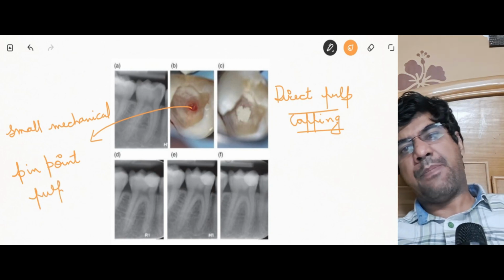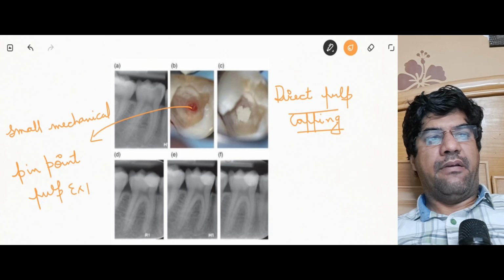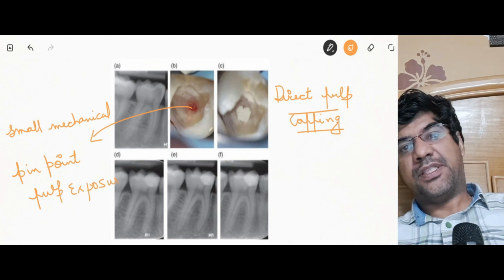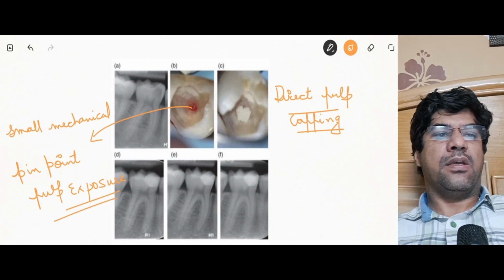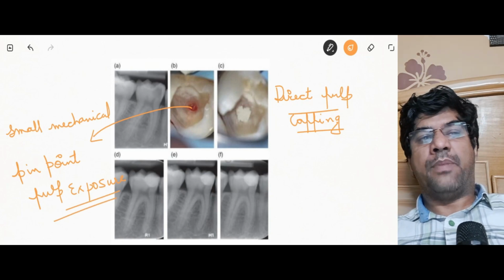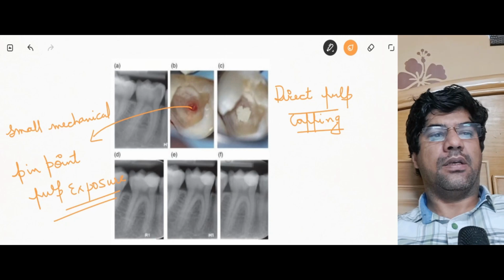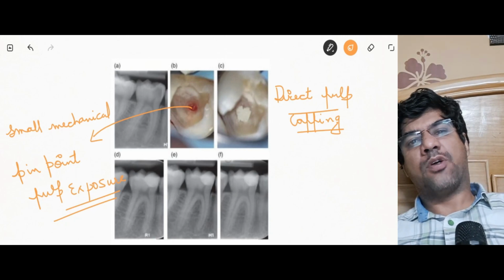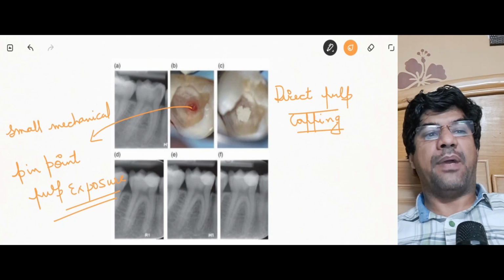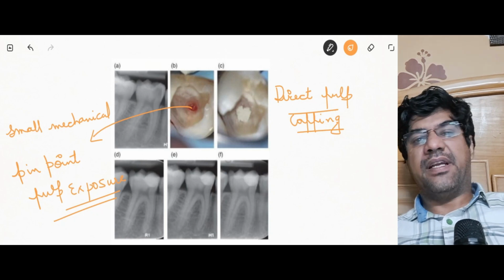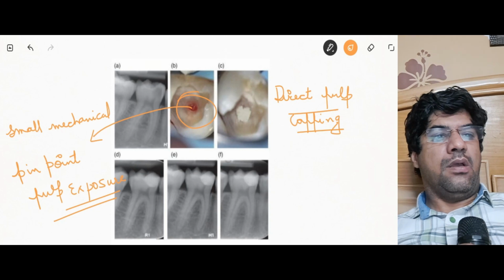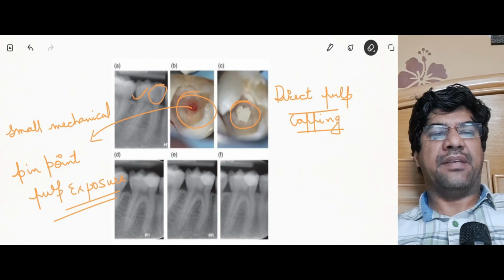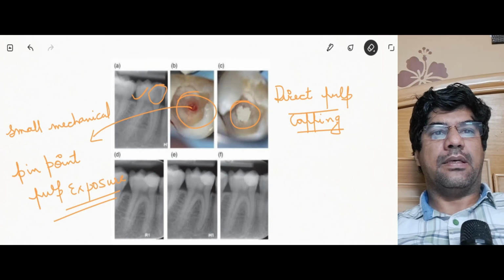So where is direct pulp capping indicated? When there is a small mechanical exposure of the pulp during tooth preparation or any traumatic injury, and there should be no or minimal bleeding at the exposure site. The cases in which direct pulp capping is contraindicated are when there is a wide pulp exposure, when there is evidence of pathology, presence of bleeding at the exposure site, or the patient experiences a history of pain.